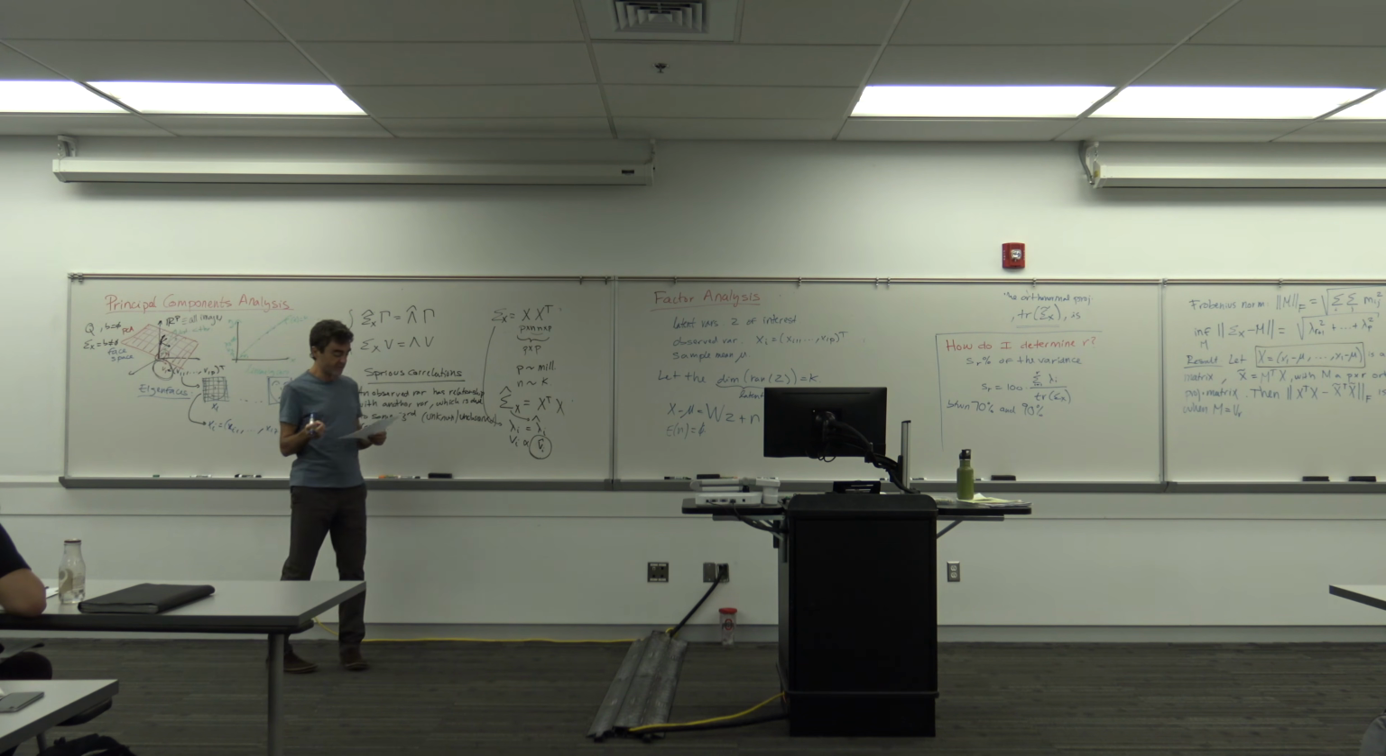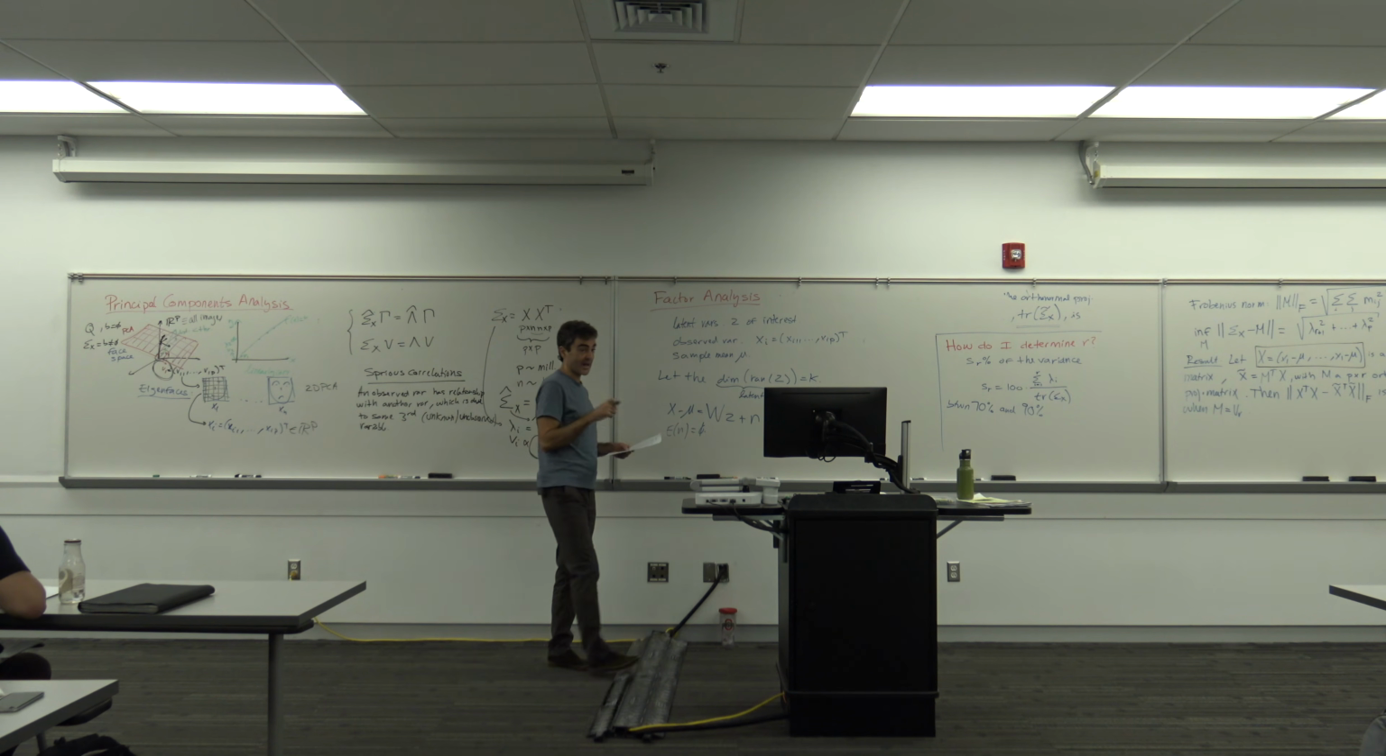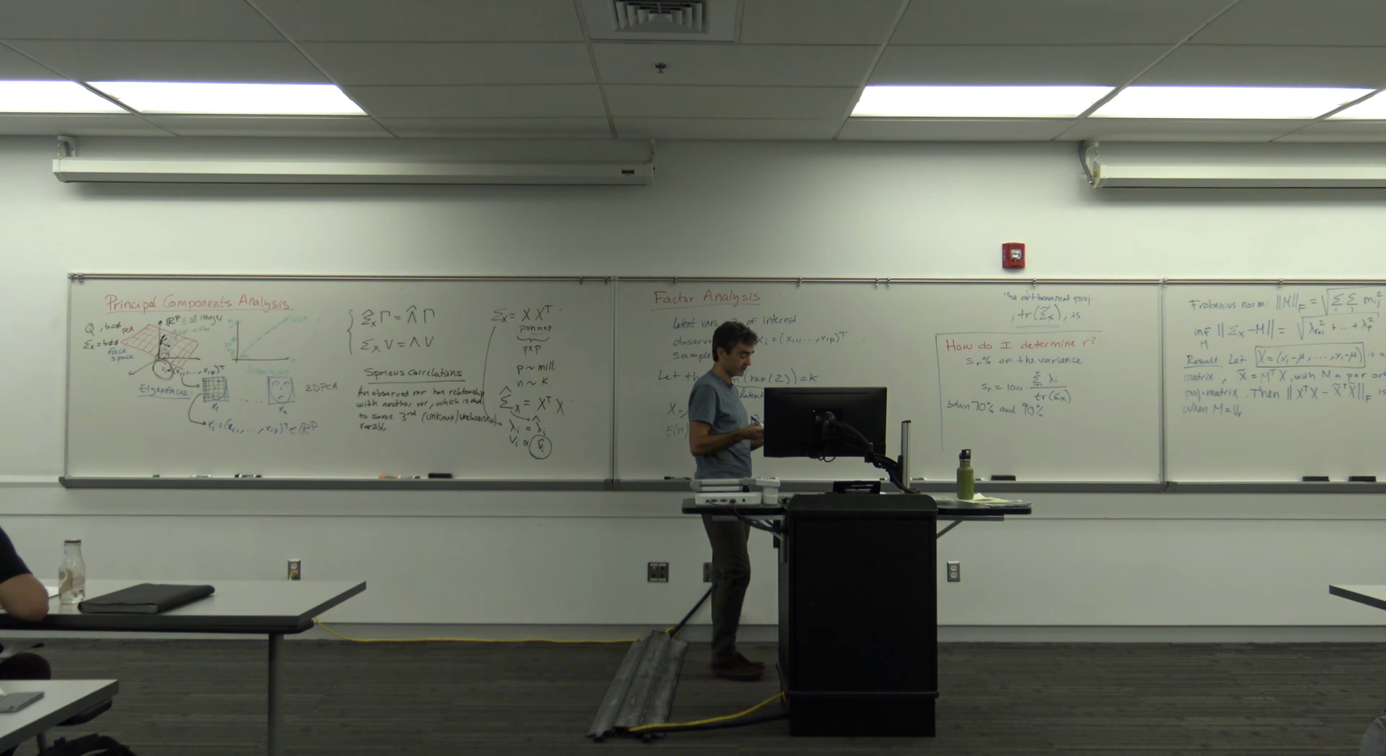So since W is the mixing matrix, the columns of W define the correlations of the observed variables X, right? How correlated they are is defined by this matrix W. These are called the factor loadings.